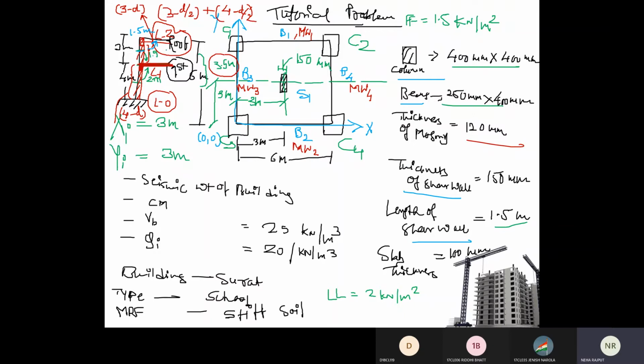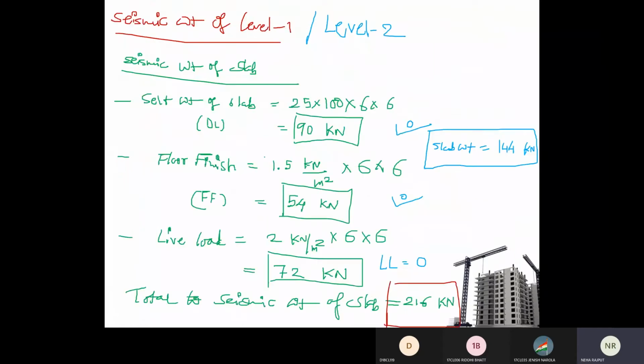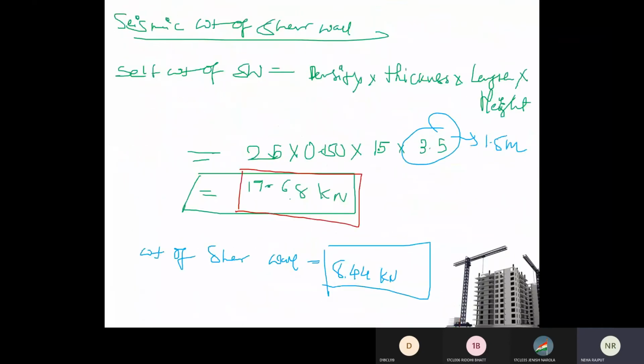Here you have been given only two floors, but if 2-3 floors are given and the height of the first floor, second floor, third floor is the same, and if the cross section also remains the same, then except the roof, the intermediate floor weight will remain the same. So at that time you can directly write that the seismic weight of floor 1, 2, 3, 4, whichever come out the same, you can directly write the answer. No need to perform the calculation for each and every floor.